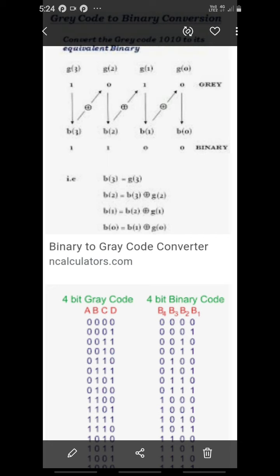Take another example, that is 11101. First take the first bit as it is, that is 1, and this 1 is added with the next digit, 1 plus 1 is 0, and the next 0 is combined with the next bit, 0 plus 1 is 1, and 1 plus 0 is 1, and 1 plus 1 is 0. So 10110 is the answer here.